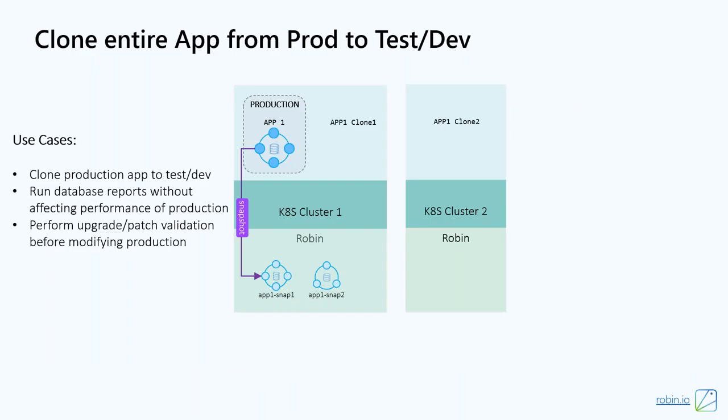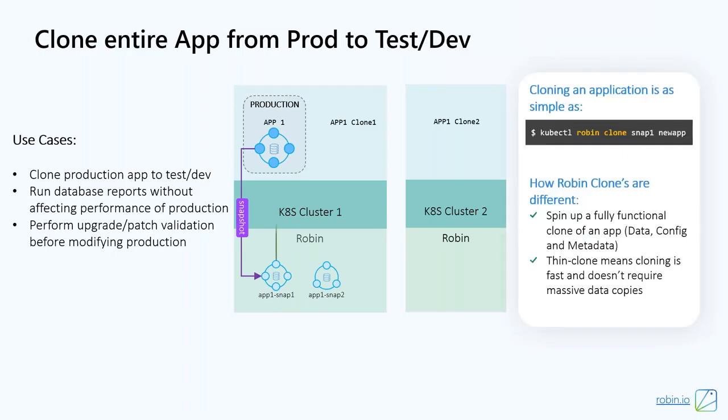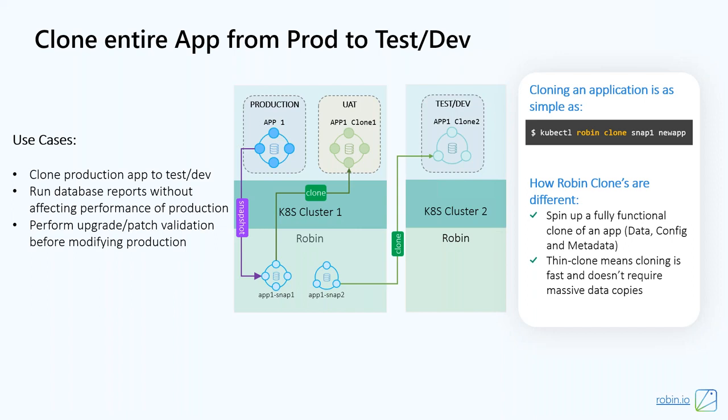Another key use case, especially for developers, is dev test refresh, right? How do I clone databases? How do I share databases, virtualize databases across different teams? So once again, here, Robin makes it really simple with a single command. You say Robin clone, give what snapshot of the application you would like to clone, and give a new name. Now you can basically clone applications within a few minutes, right?